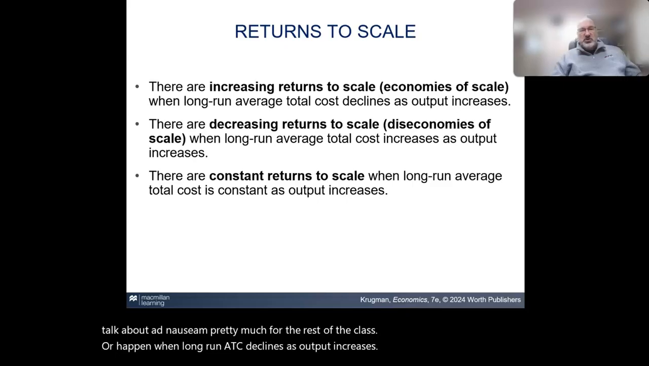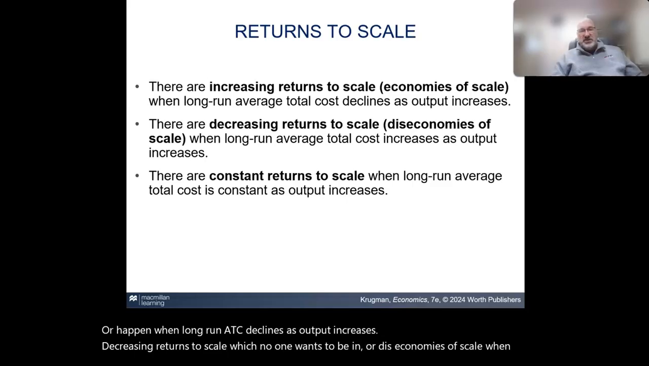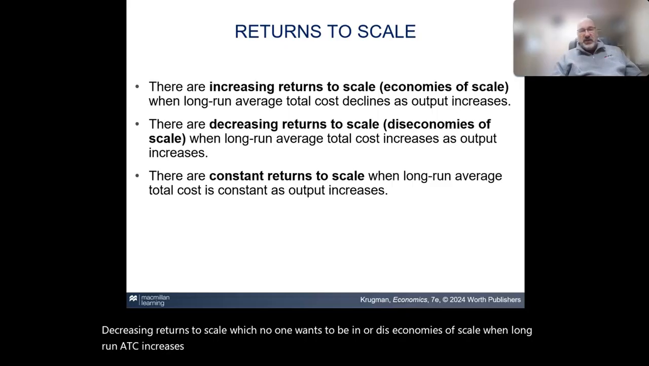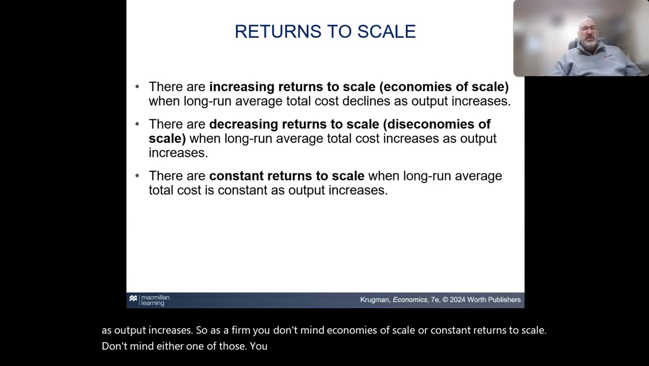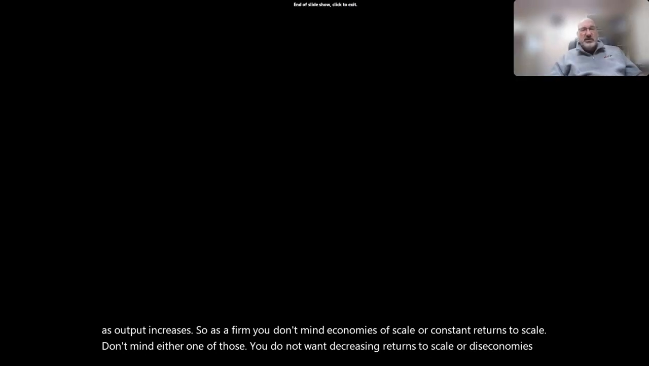Decreasing returns to scale, which no one wants to be in, or diseconomies of scale, happen when long run ATC increases as output increases, and constant returns to scale when long run ATC is constant as output increases. So as a firm, you don't mind economies of scale or constant returns to scale. Don't mind either one of those. You do not want decreasing returns to scale or diseconomies of scale. Just don't want that.